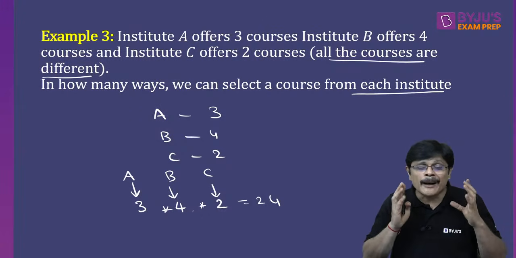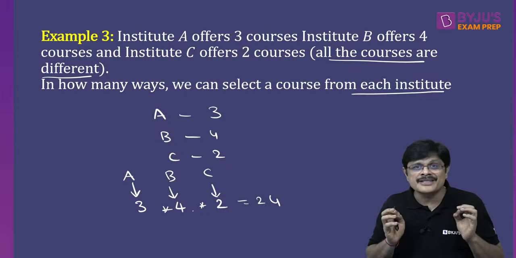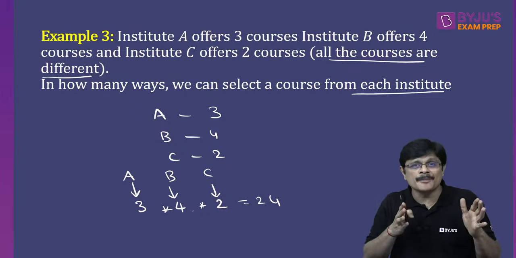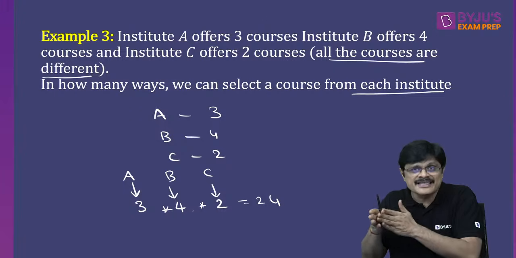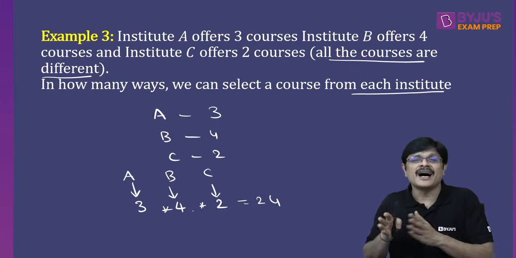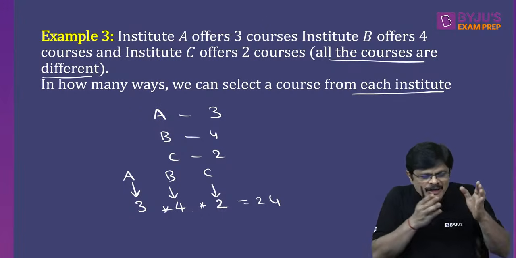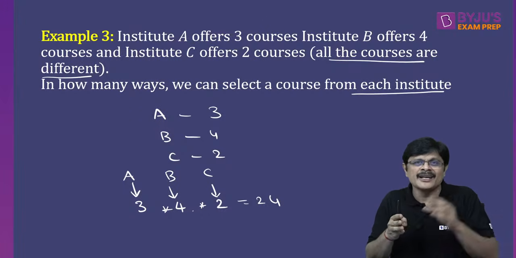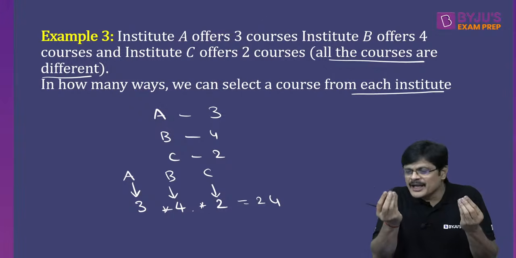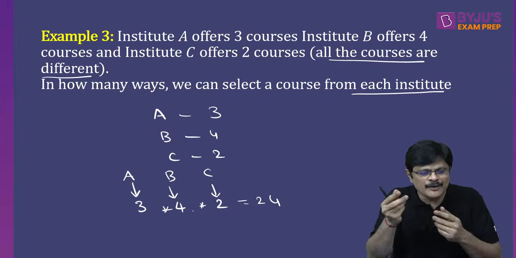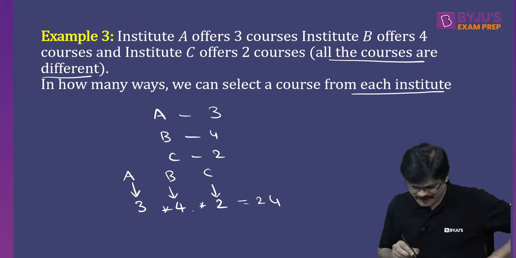So, when you apply this product rule, what you need to understand is that it is the basic rule when all the events or all the tasks are independent of each other. Simply multiply them, because one followed by the other can happen in how many ways? Into how many ways can this happen? Multiply, you will get the answer. Perfect answer, sir. Perfect.